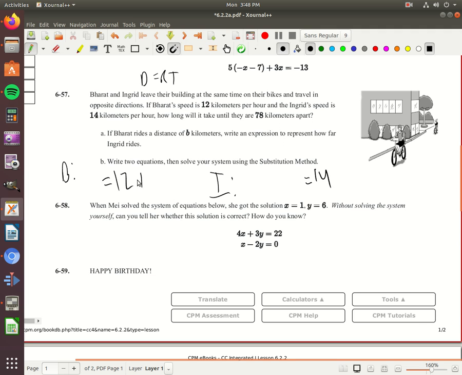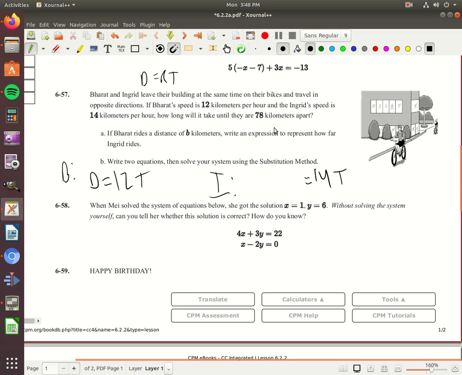So the time we don't know, but we know that, let's say Bharat equals D for distance, right? We'll say he goes distance. Sorry, I got a little confused by what was going on here.